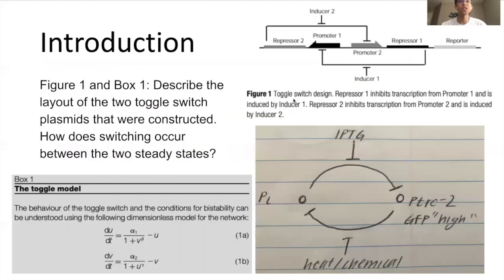So for the introduction, describe the layout of the two toggle switch plasmids that were constructed and how does switching occur between the two steady states. So the plasmids contain two promoter regions that constitutively express their transcript. Promoter 1 contains the repressor for promoter 2, and promoter 2 contains a repressor for promoter 1.